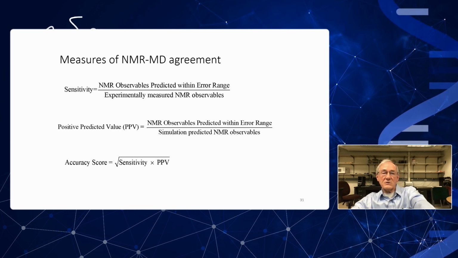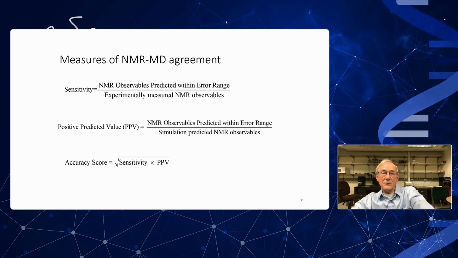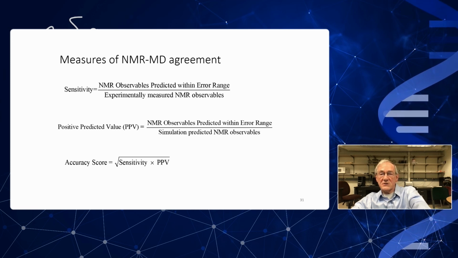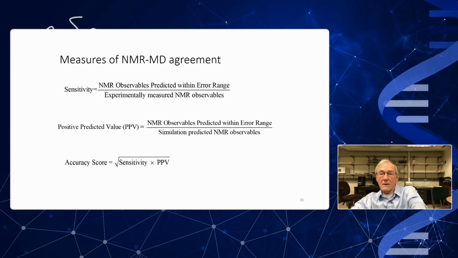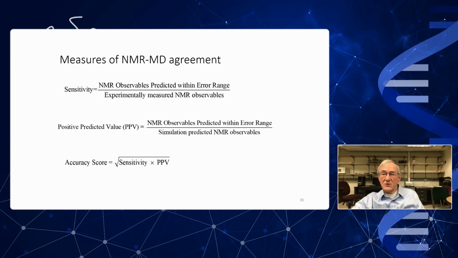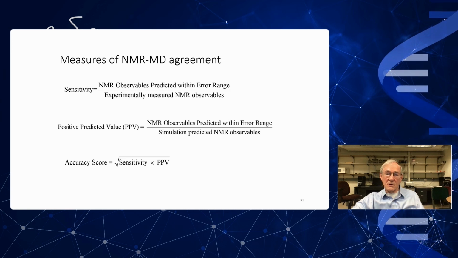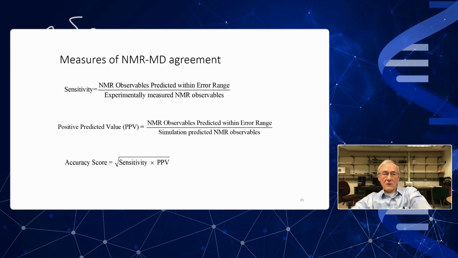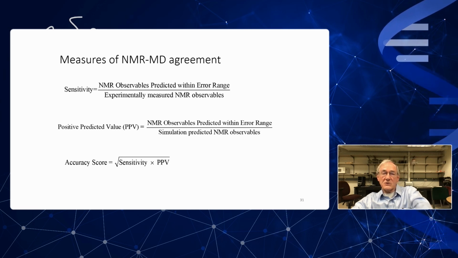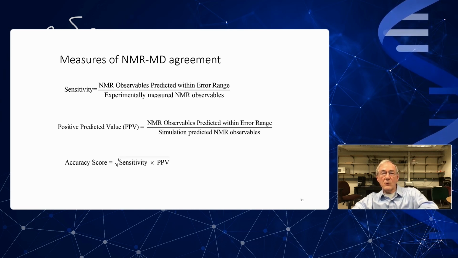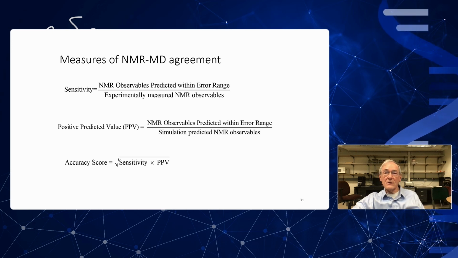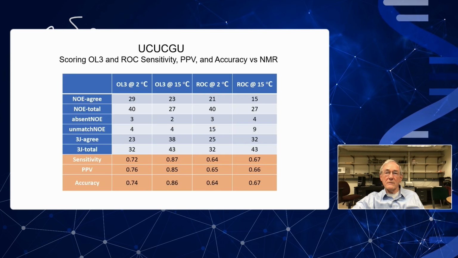We also use what's called positive predictive value. The numerator is the same as for sensitivity, but now the denominator is simulation predicted NMR observables. So what does the simulation predict? And in the end, we look at what's called the accuracy score, which is the square root of sensitivity times positive predictive value. So what's the bottom line here?